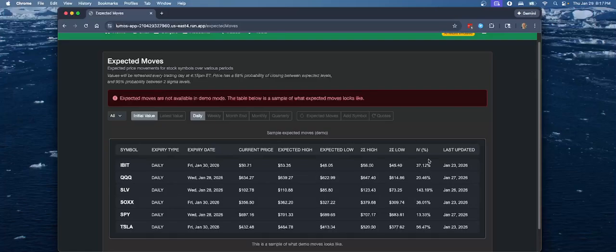And you can see the IV here as well. So this is all calculated. I use the E-Trade API to get the options information. I run a scheduled job at the end of the day to pull this information and calculate it. I'm in read-only mode here in the demo, but if you install it yourself, you can also do weekly, monthly, and quarterly expected moves.